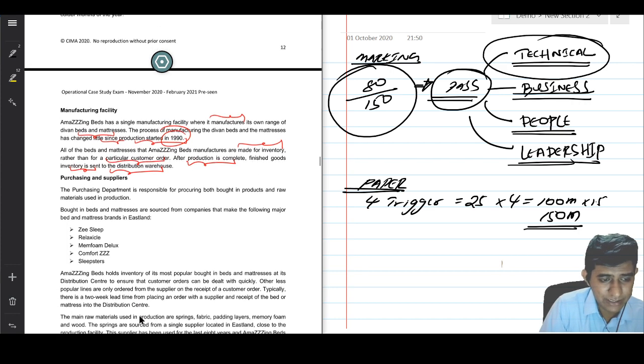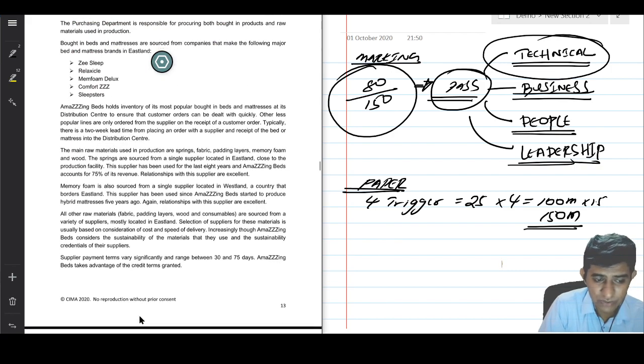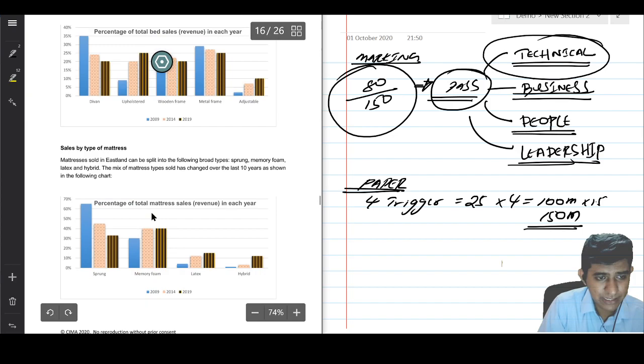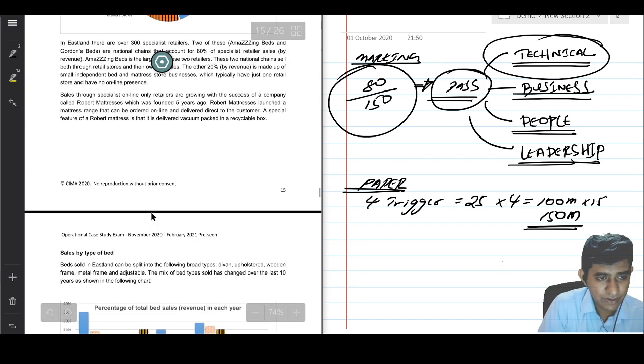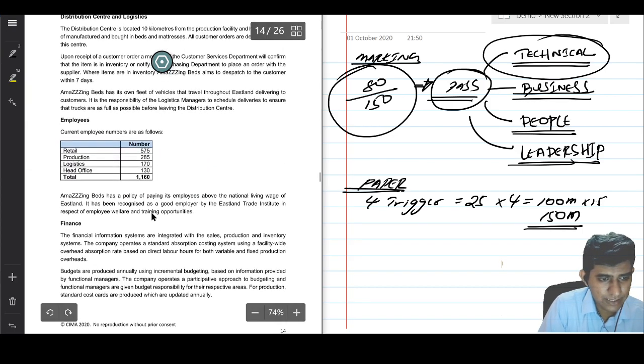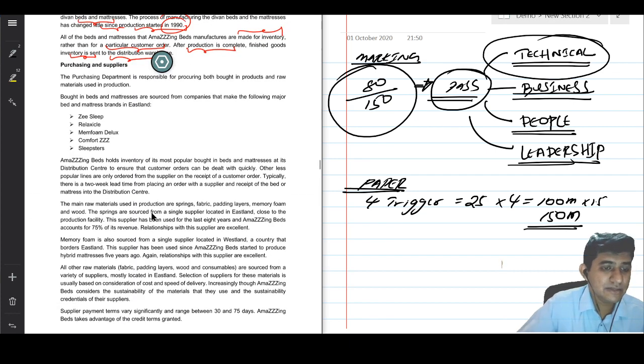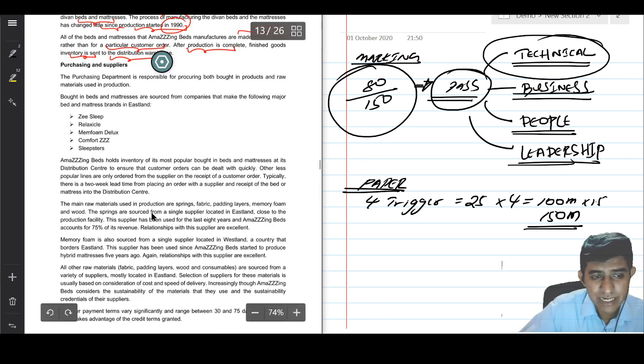Purchasing and suppliers. So coming to the next one, this is also very important knowledge, students, which you need to keep in mind. Purchasing and suppliers, very important knowledge. Here they are specifically saying the purchasing department is responsible for procuring both the bought-in products and raw materials used in the production. And please remember, it's very important here because we are retail operations also.